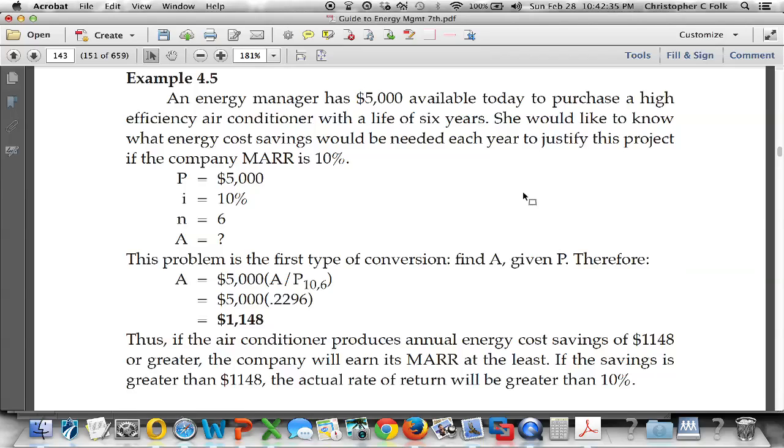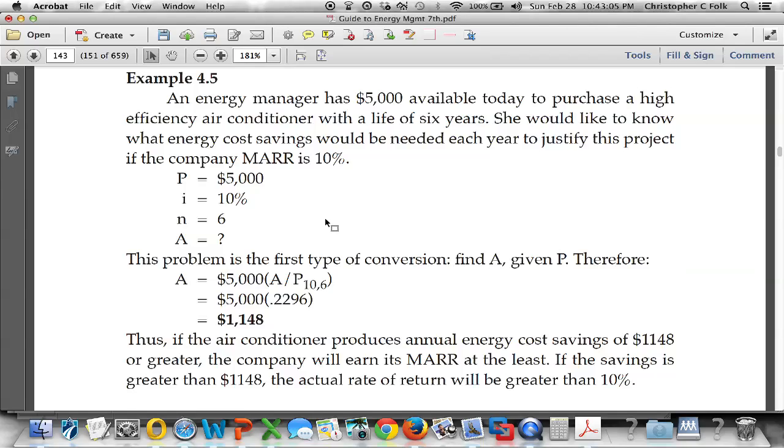We've got $5,000 available today to buy a high efficiency air conditioner, which should last 6 years. So she wants to know, are we going to save enough money to spend that $5,000? Well, let's find out. Normally, the money that we would like to take out of the company's reserve is pulling down 10% interest. It's pretty good interest. So will I save enough energy to offset the amount of money that would be saved?